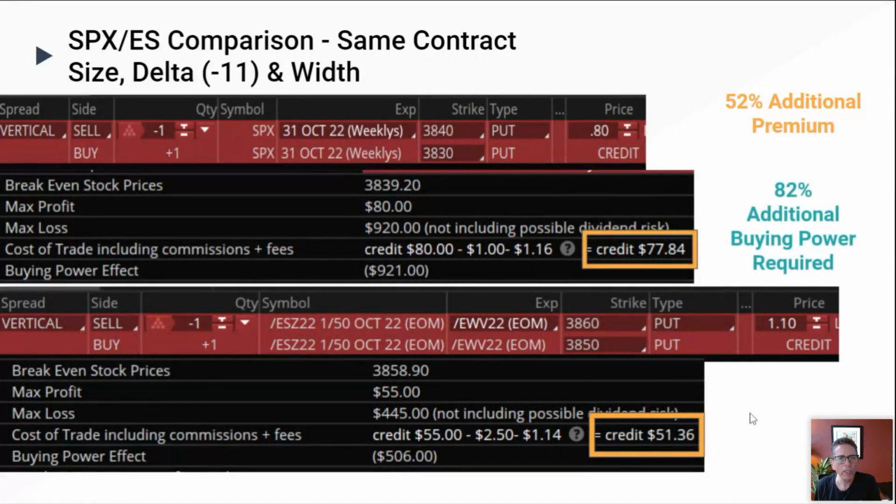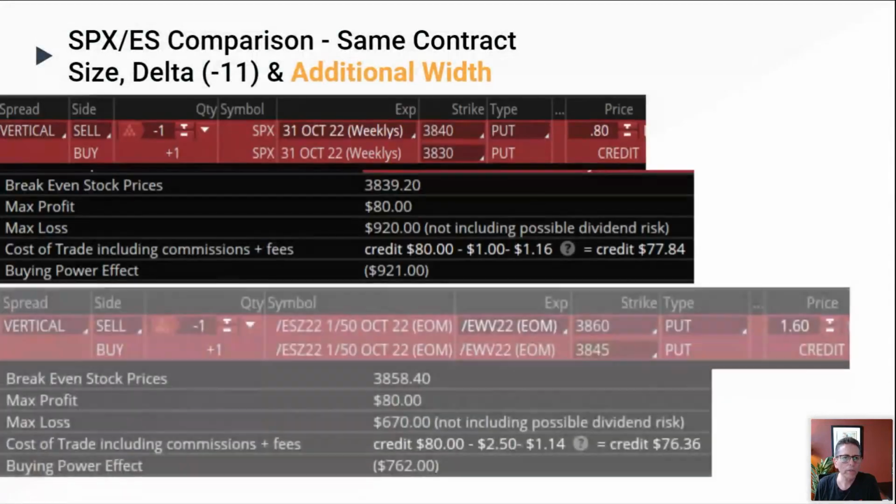If you have the positions, one contract, which is apples to apples, remember the multiplier here, so you actually get a 55-cent credit instead of a $1.10 credit. And you can see here that the margin requirements are much less for ES.